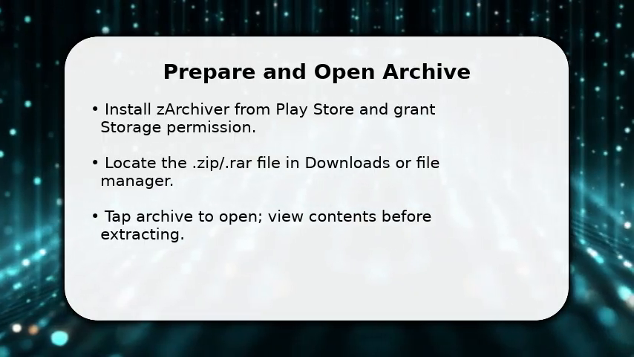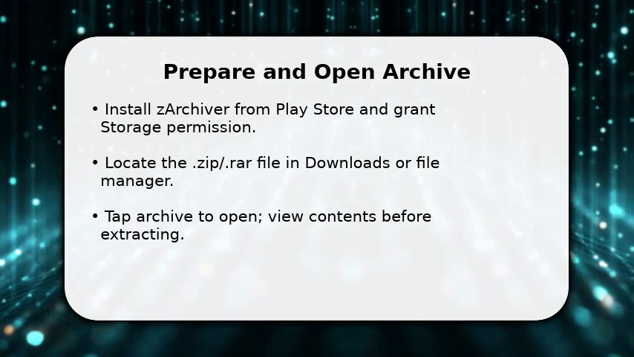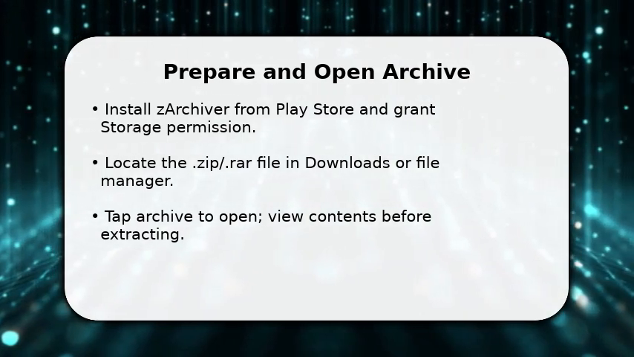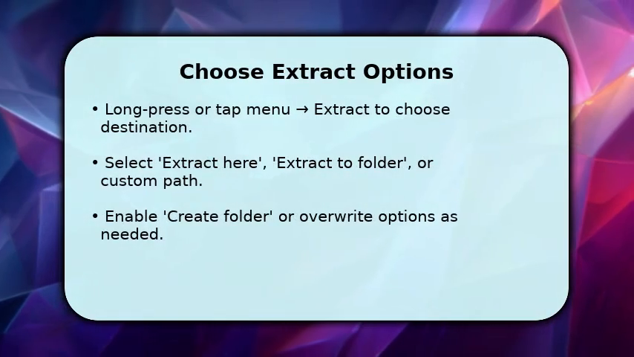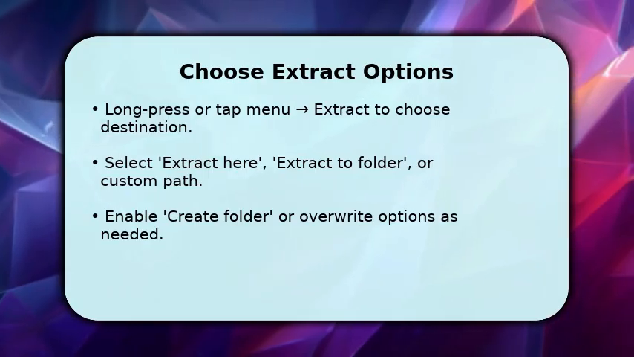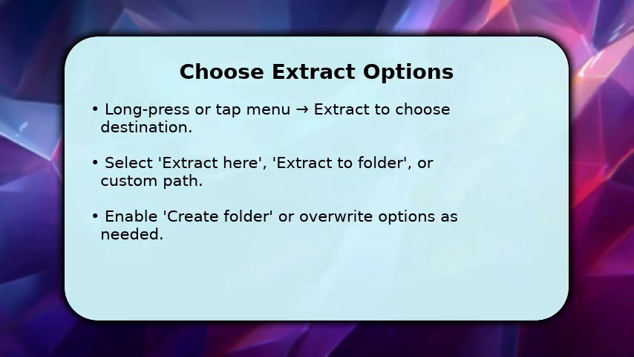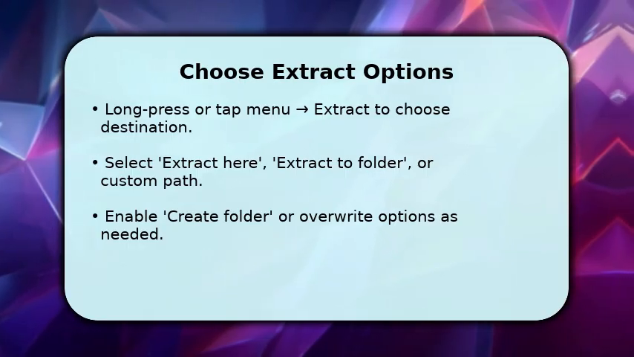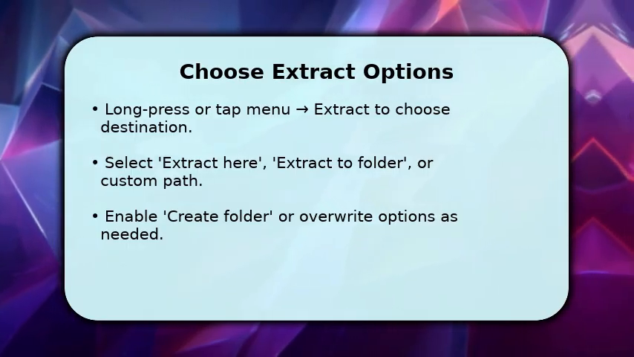You should long press the archive or tap its menu and select Extract to see options. This determines where files land. Choose Extract here for quick access, or Extract to and pick a folder for organization. If you want each archive separated, enable Create Folder.